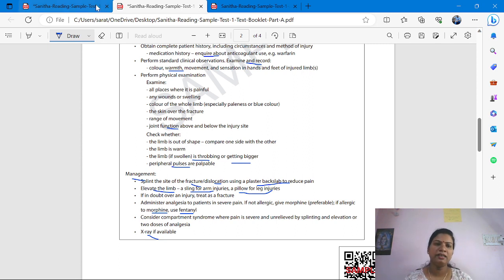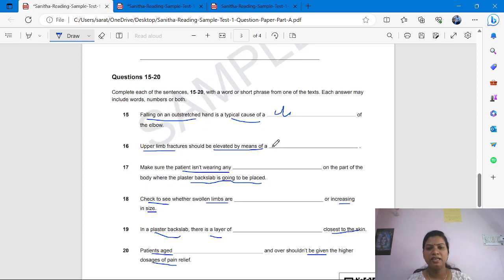Okay, you got the answer. What is the answer here? Already the article is given, 'a', then you have to write 'sling'. Make sure the patient is not wearing any... what are the things we wear, dress, ornaments. Just to visualize the answer: make sure the patient is not wearing any dash, on the part of the body where the plaster back slab is going to be placed.